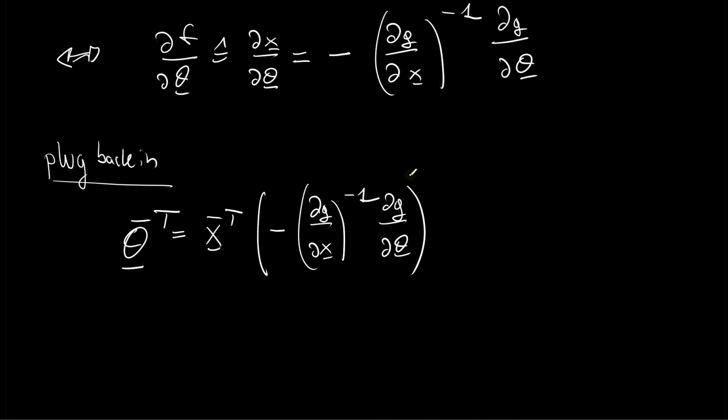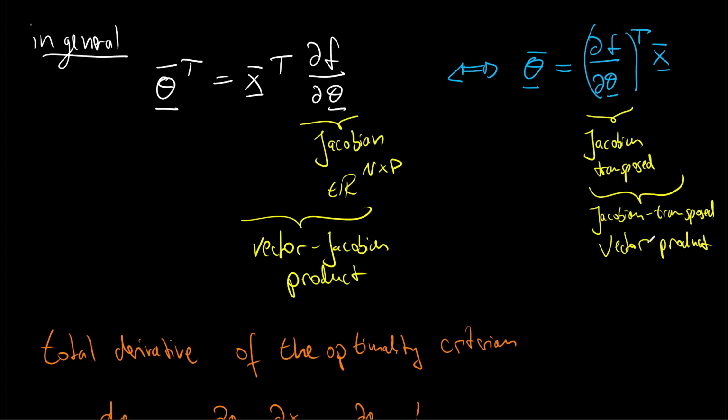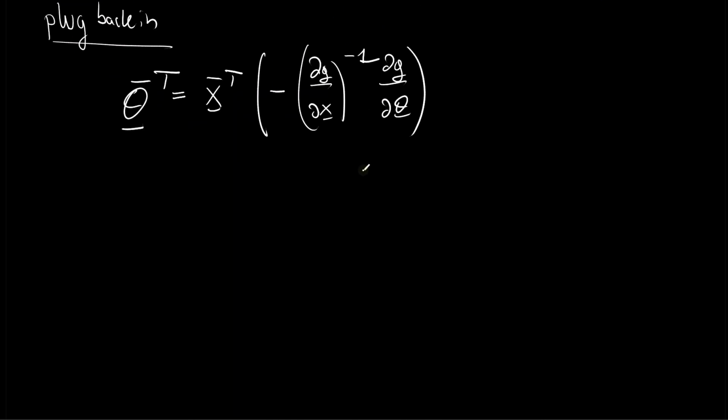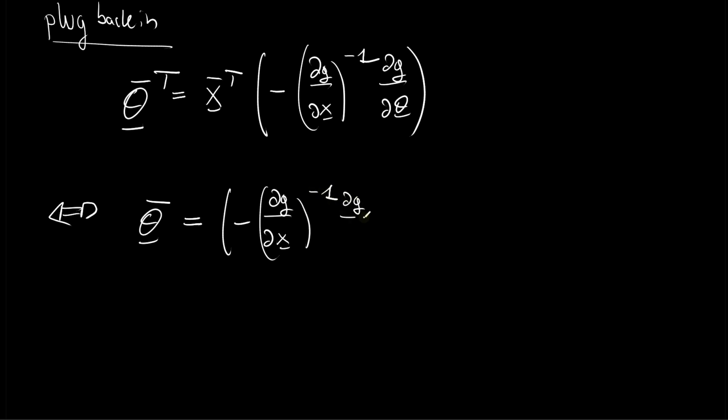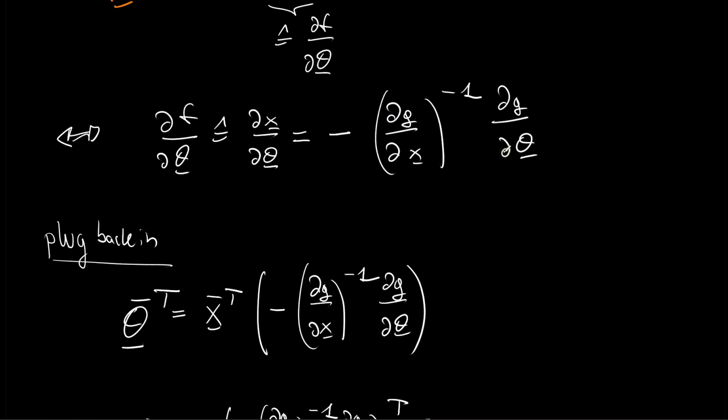However, let me instead use the other definition of the vector-Jacobian product as being the Jacobian-transposed-vector product, because then it becomes a little bit more clear what we will identify. This is, in that sense, equivalent to saying that theta bar is this quantity transposed, so minus dg by dx in brackets inverse times dg by d theta in brackets transpose times x bar. So I just copied the other definition that we have here and plugged in the quantity that we found.